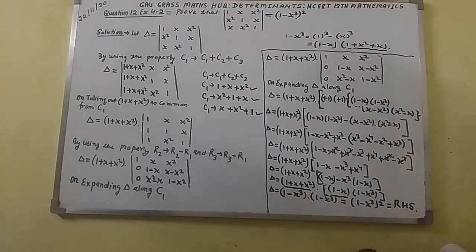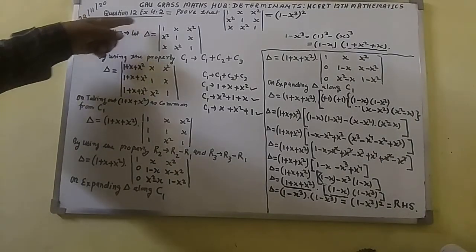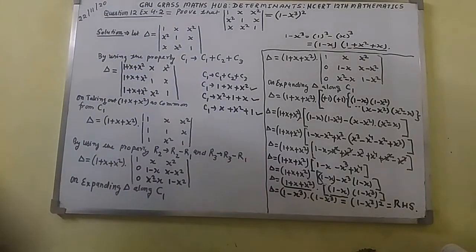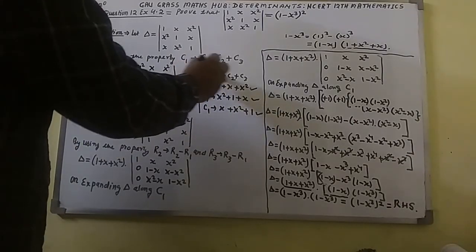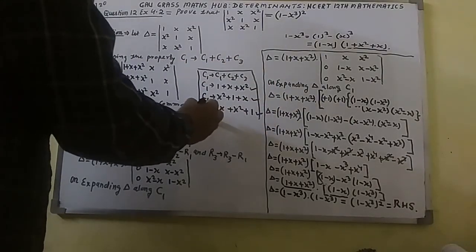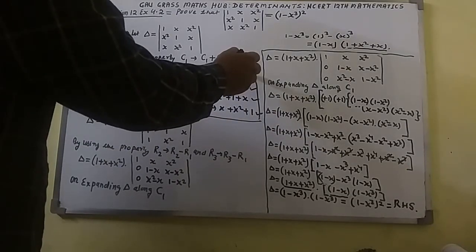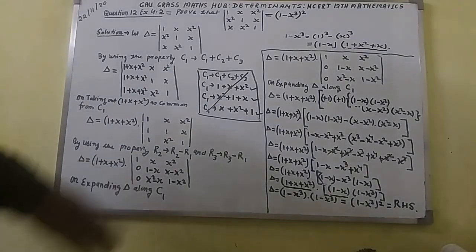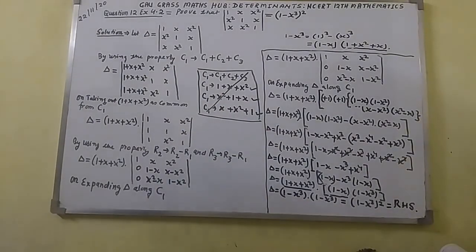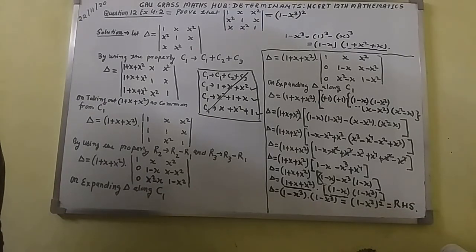This is the proper explanation and solution of question number 12, exercise 4.2, chapter 4, determinants in CBSE class 12 mathematics. Okay guys, thanks. This is the rough work. You can enclose this one in the box. After that you can draw a line here. So this is the rough work I have done here, and this is the question about which I have given complete explanation.